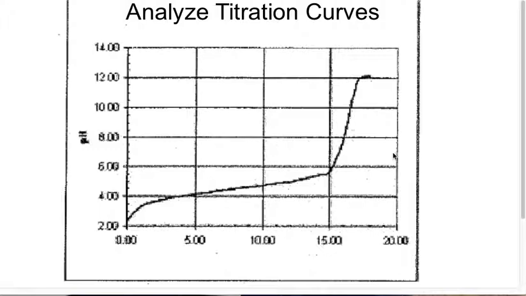What I want you to do first is tell me what type of curve this is. Strong, strong, or weak, strong? Weak, strong. All right, I'm good with that. This is a weak, strong curve. Now I want to go so far as to figure out what is in the beaker and what is in the burette based on strength and type of substance, acid or base.